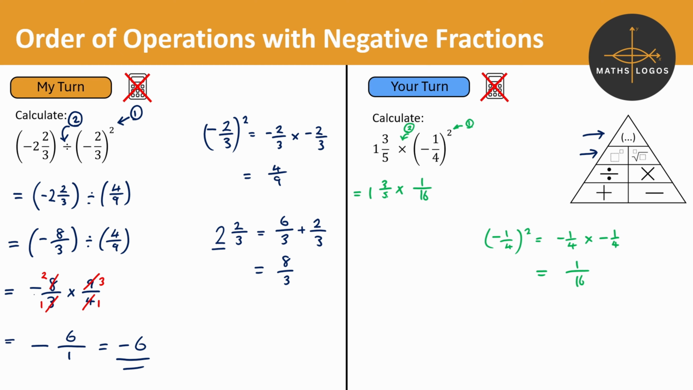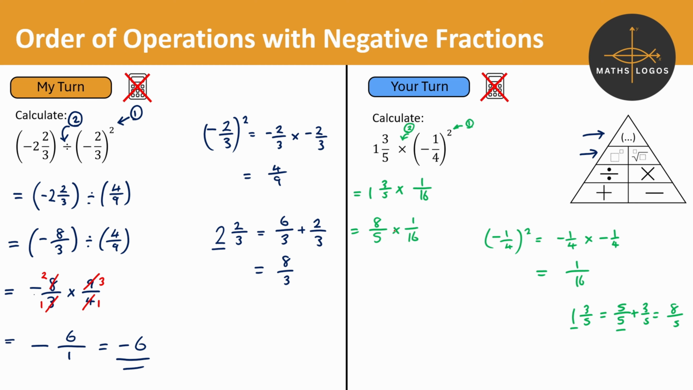Let's turn 1 3/5 into an improper fraction. So here we have 1 3/5. Do 5 multiplied by 1 and put that over a denominator of 5. What I've done there is I've turned the 1 into a fraction over 5 because 5/5 is 1. And then I add on my 3/5 to give me 8/5. I'll rewrite this line as 1 3/5. Well, that was 8/5 multiplied by 1/16.